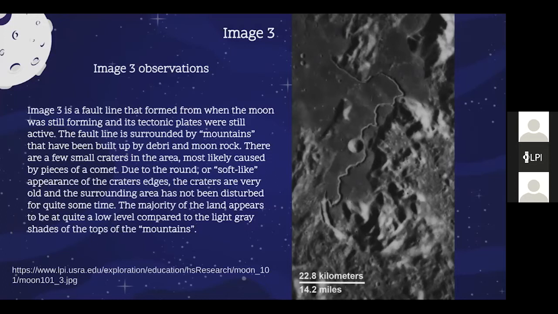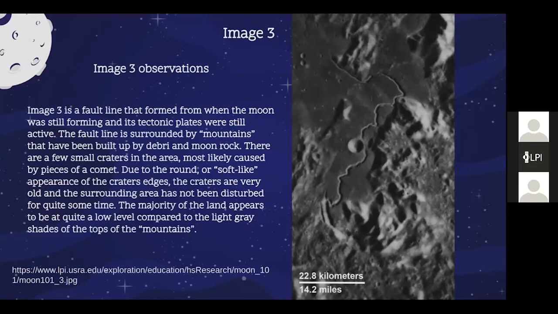of each other. And there's not that many craters in the area. There's one big one and a few small ones in the corners. So I'm guessing this area has not been hit that often, unlike the others. And I'm assuming that due to the round, soft appearance of the craters' edges, these craters were made long ago. So they're super old, and this overall area again has just not really been disturbed.